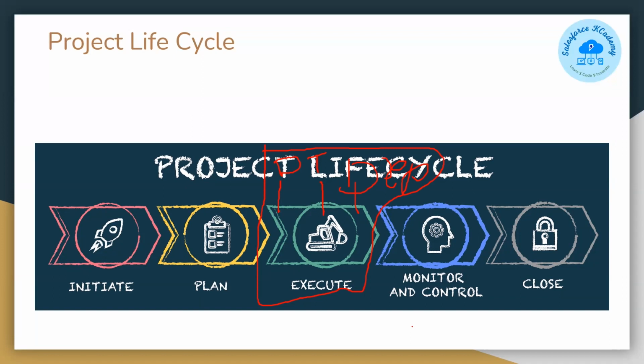What is deployment called? Initiating is something we have to initiate. Planning is what we are going to do, and execution is something we're going to execute. In that execute, we have again three steps called development, testing, and deployment.